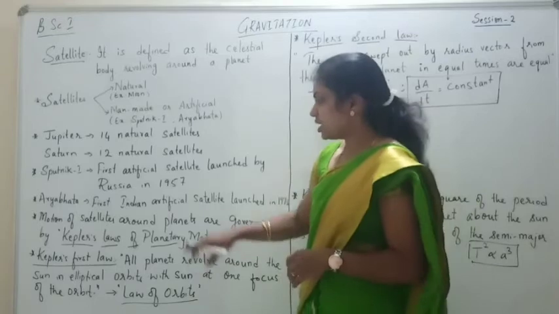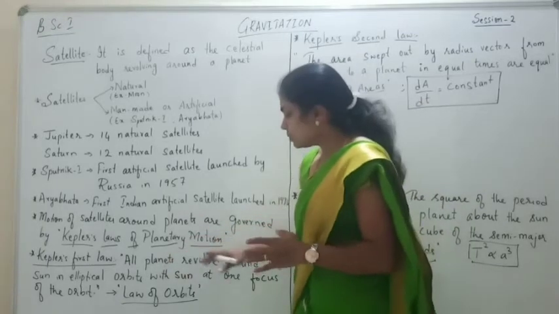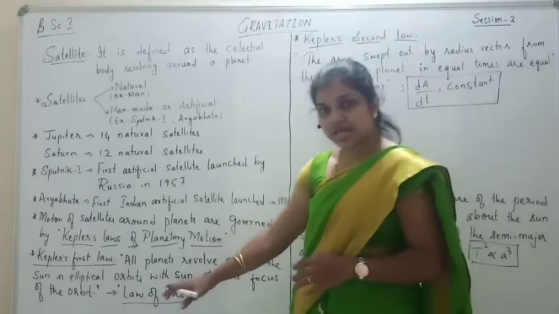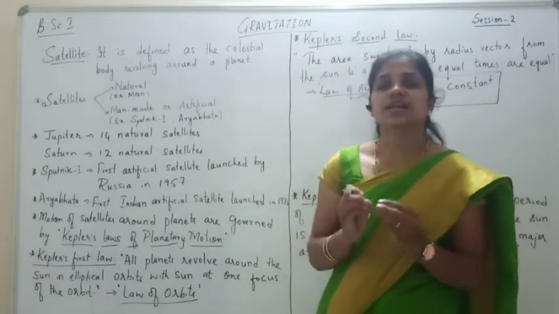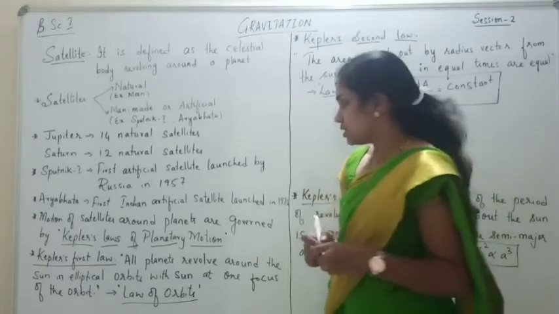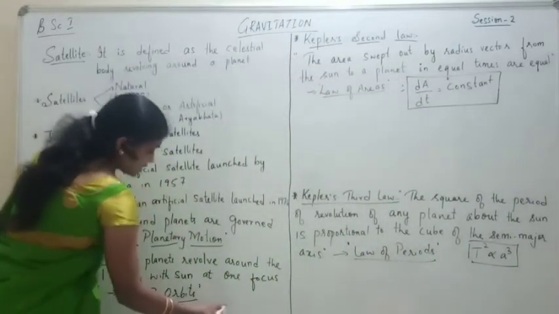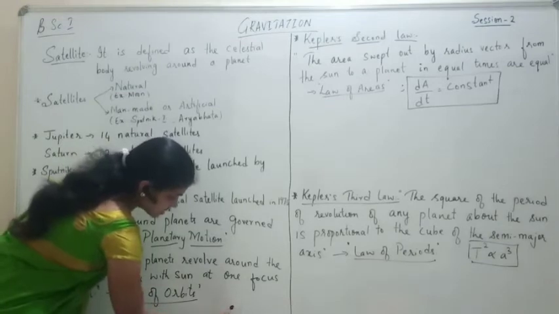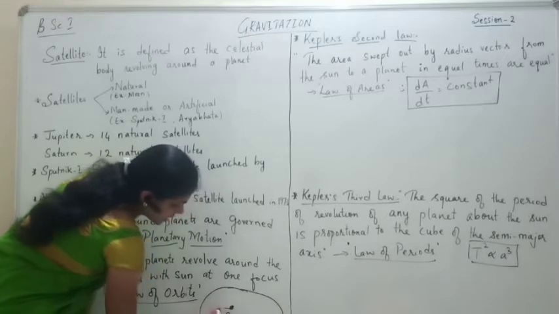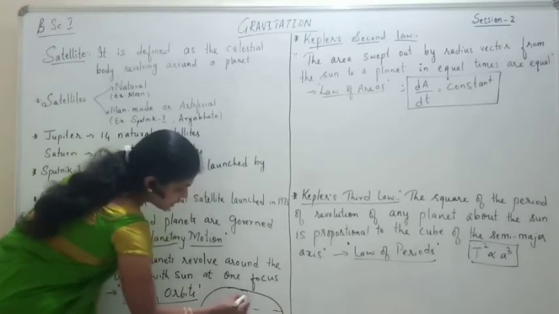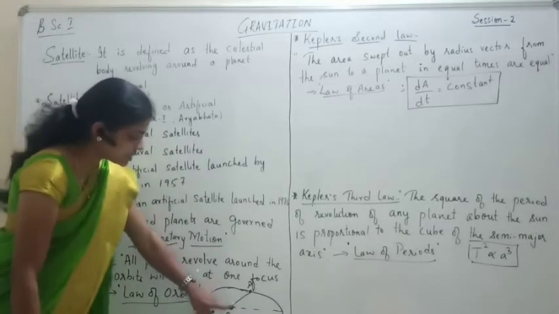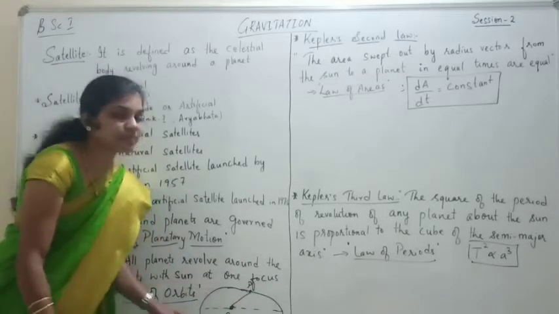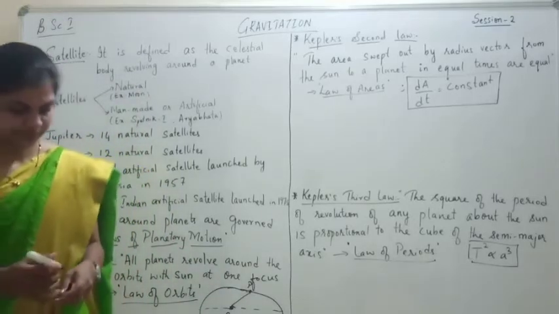The first law states that all planets revolve around the sun in elliptical orbits, keeping the sun as one of the foci. That is, suppose this is the sun, the planets revolve around the sun in an elliptical orbit, keeping the sun as one of the foci. So this is how the planets revolve around the sun.